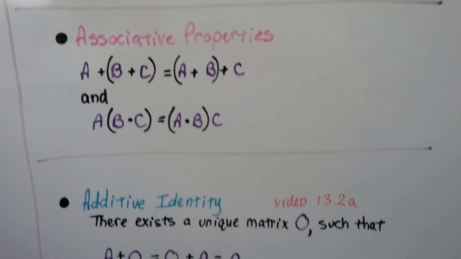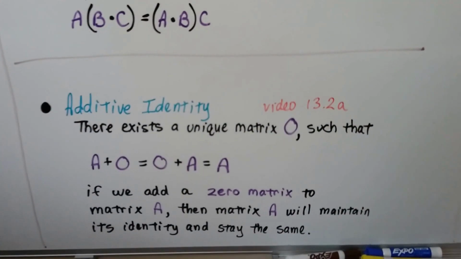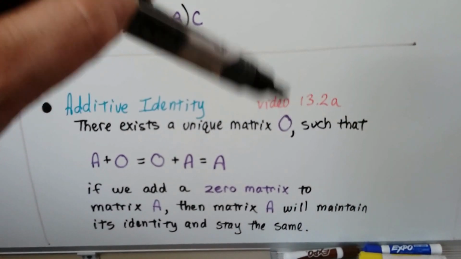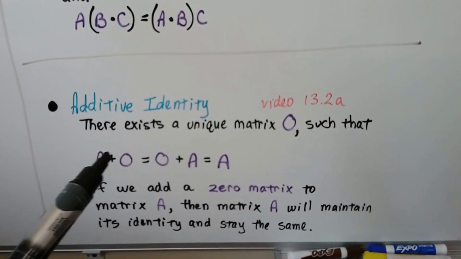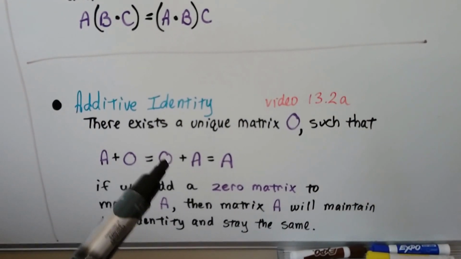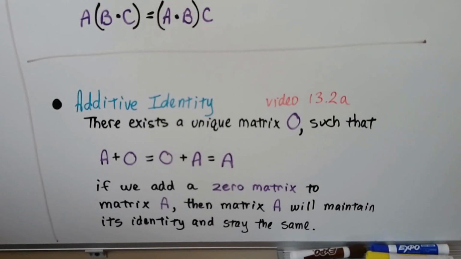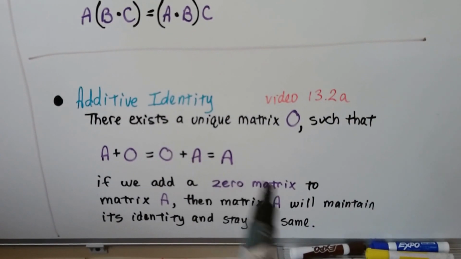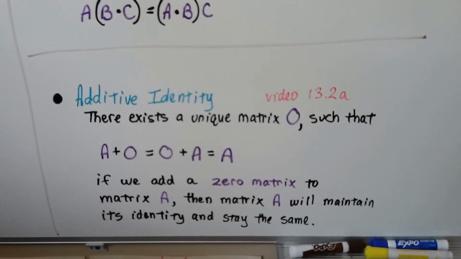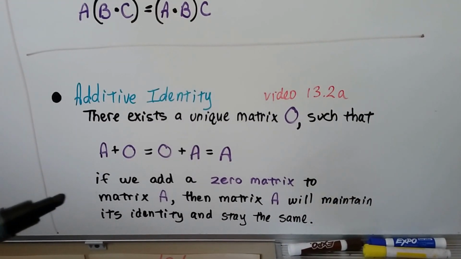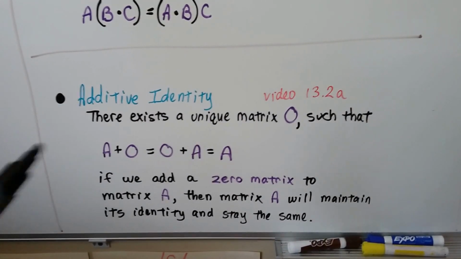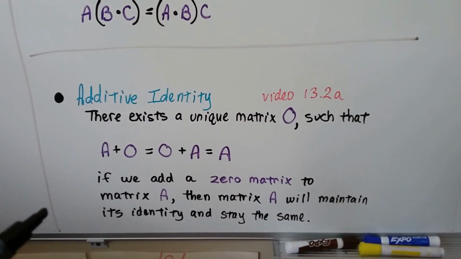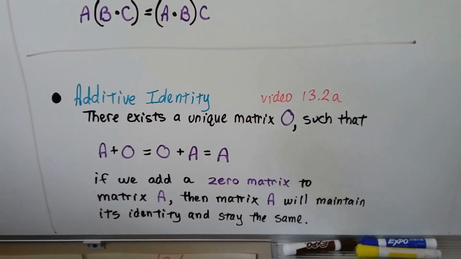They'll be equivalent. And additive identity, it says there exists a unique matrix O, it's a letter O, such that A plus this O is going to equal O plus A. It's still going to equal A. See, this matrix O is a zero matrix. Everything inside of this matrix is a zero. And if we add a zero matrix to matrix A, well, matrix A is going to maintain its identity and stay the same. No different than if we were to add 5 plus 0, it's still going to be a 5, isn't it?